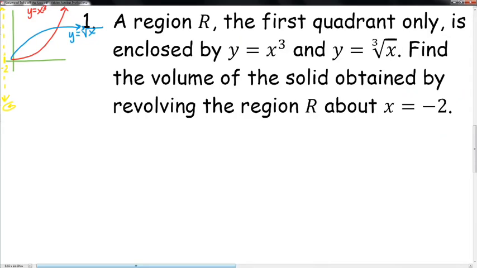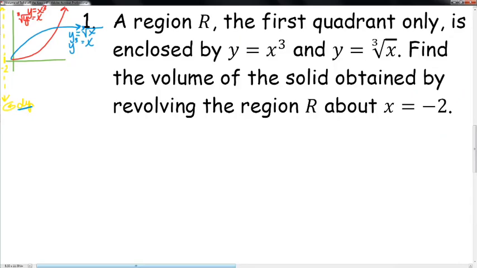So since we're rotating around x equals -2, it is a vertical rotation. We're talking in terms of dy. And so that means I need to change all my variables: x is not my independent variable, it needs to become my dependent variable. So we need to solve for x. So x is going to be equal to the cube root of y, and for this other one, x is going to be equal to y to the third. Again, we need to solve for y because we're doing a vertical rotation, and a vertical rotation is parallel to the y-axis, and that means we need to do things in terms of y.